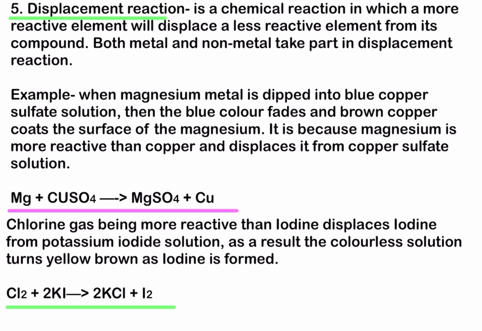Next is the case of non-metals. If you see the halogens, fluorine, chlorine, bromine, iodine, here we talk about chlorine. Chlorine gas, being more reactive than iodine, displaces iodine from potassium iodide solution. As a result, the colorless solution turns yellow-brown as iodine is formed. If you see the equation, Cl2 plus 2KI will give you 2KCl plus I2. So here we see displacement takes place because chlorine is more reactive than iodine and displaces it from potassium iodide.